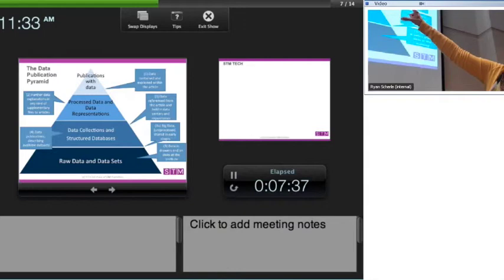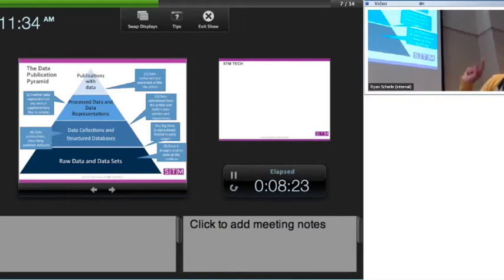For example, the second layer from the bottom is where data collections and structured databases have appeared, like GenBank, Protein Database, Pangea, and that's where people can find data that they can actually reuse. A lot of data has for a long time stayed in the layer a little bit above, which were just supplementary files to articles. And the speaker before me already pointed out how dangerous that is, because they're usually not very discoverable, they're not well preserved, it is very difficult to really interpret them, etc.